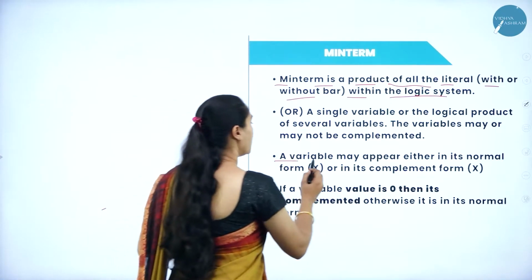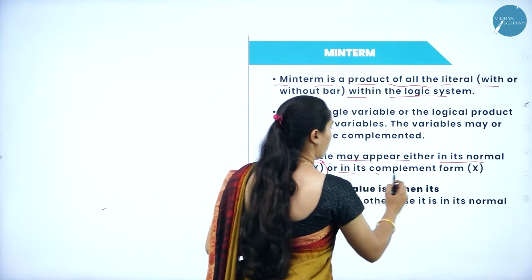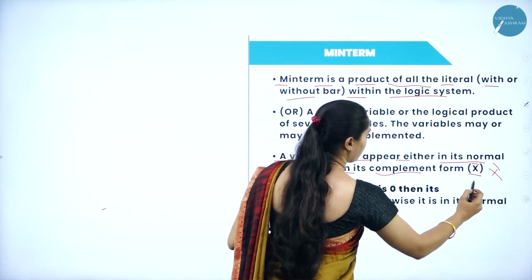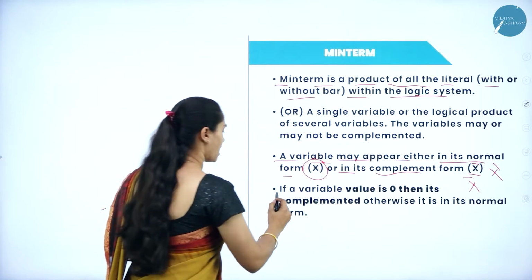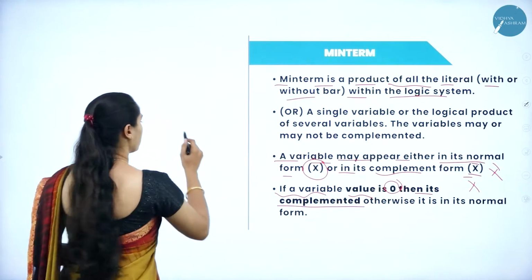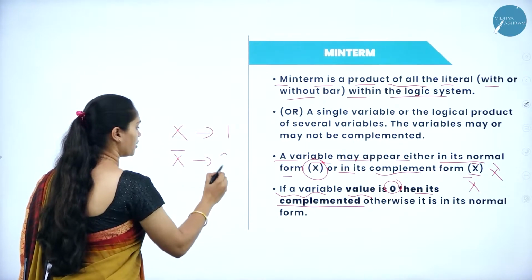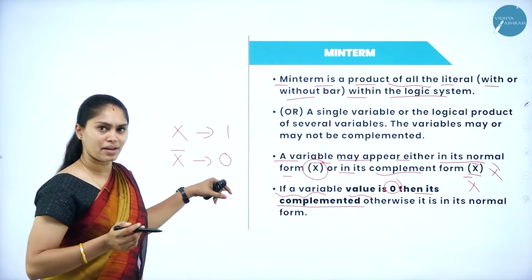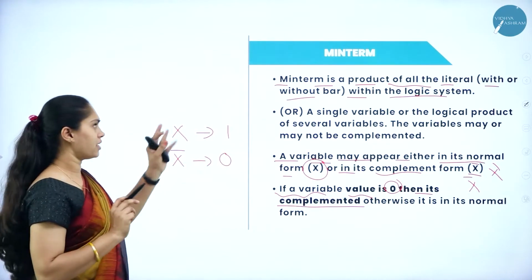You can see here, a variable may appear either in its normal form, that is x, or in its complement form, that is x bar. So here it can be x, that is a normal variable. If it is x bar, that is a complemented form. Here you have to understand one thing. If a variable value is 0, then it is a complemented value. So if I have x, then it will be equal to 1. If I have x bar, that will be equal to 0. In the minterm, which is the minimum value, that is 0. So the complemented one will get 0 and the normal variable will get the weightage of 1. That is minterm.